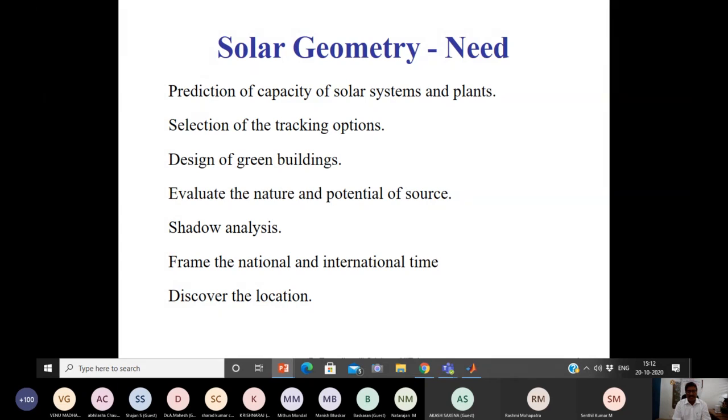If you are able to identify the latitude and longitude, it is easy to trace the location, because we have the GPS system in our smartphone. Based on the GPS system, the location can be shared. Similarly, solar geometry is also useful to discover the location based on the geometry.